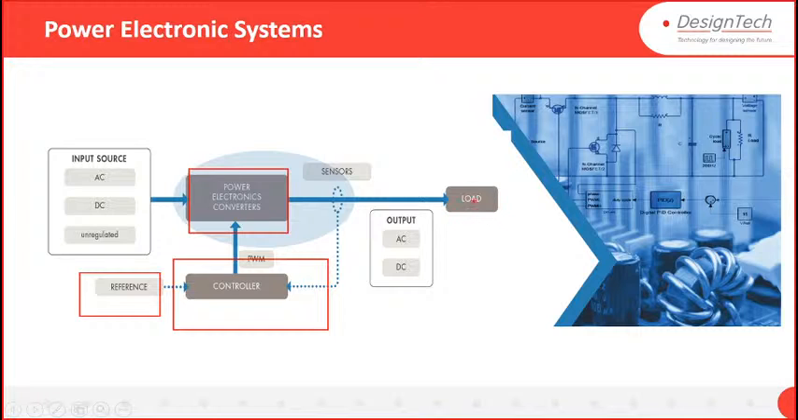I mean the voltage or current at the load end. There will be some sensors which will sense the output from here. Once the output is sensed, it will go to the controller, and there is a reference, so an error will be generated. The error will be minimized by the controller, and that error controller signal will go to the system, the power electronics converters, and it will try to control that.